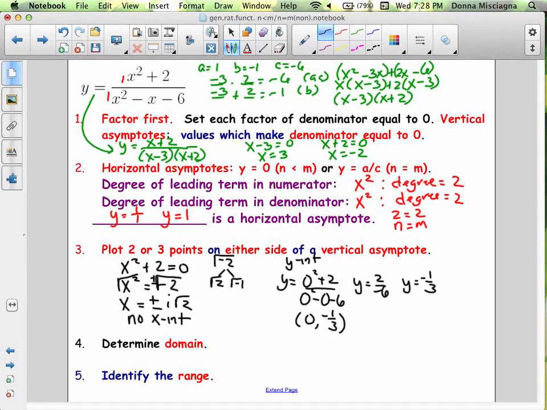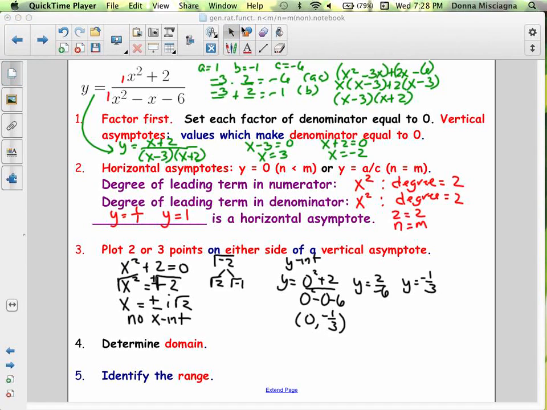So we've got 1 point so far. And we are going to need at least 7 because we've got 2 vertical asymptotes. So let's just remember our 0, negative 1/3 and the vertical asymptote and horizontal asymptote, and let's put those on the next page. And then we can find our table of values, graph our function, find the domain, and find the range.